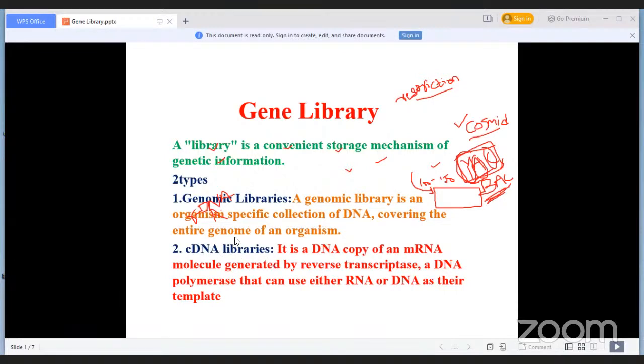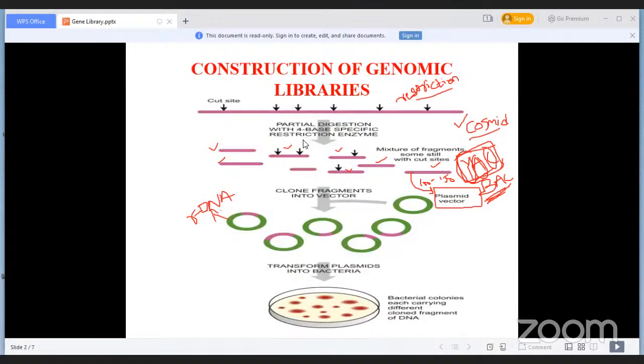Now let's see one by one. First genomic library, next cDNA library. In genomic library, we have to see two steps. One is construction of the genomic library, the other is screening of the genomic library. Let's see how these genomic libraries are constructed.